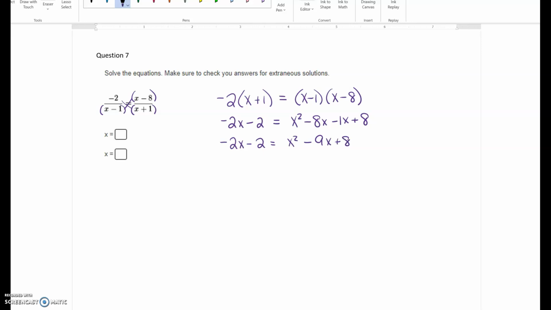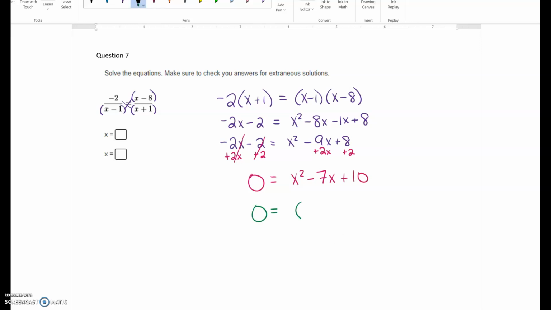Okay, anytime that we have x squared and x on the same side, or in the same problem, we need to get everything to the same side, get one side equal to 0 so that we can factor and solve. So I'm going to add 2x to both sides and add 2 to both sides. So I've got 0 equals x squared minus 7x plus 10.